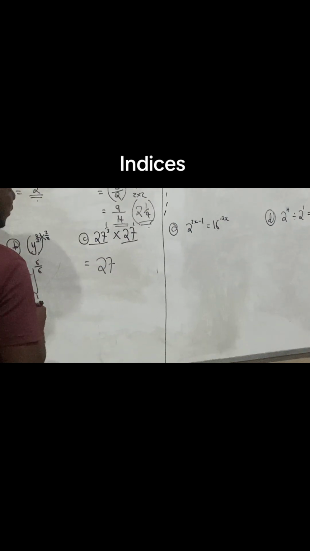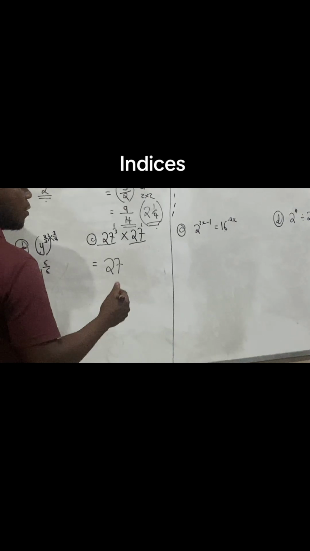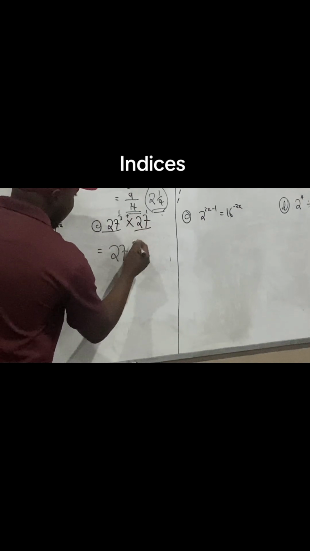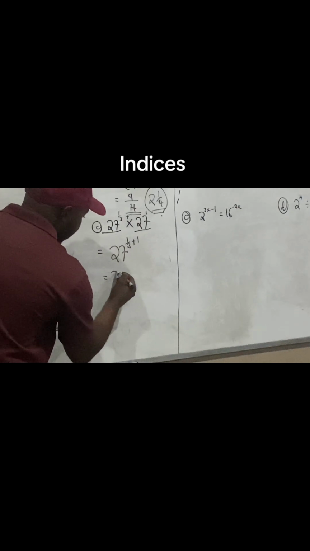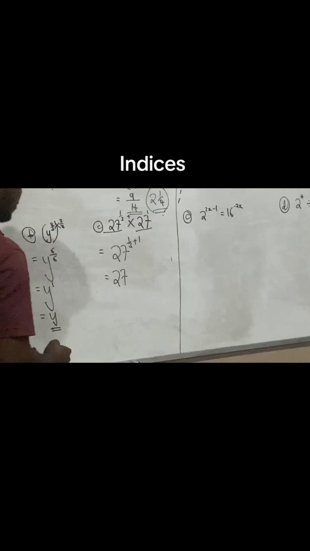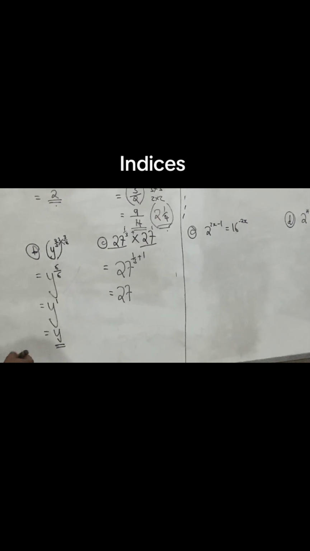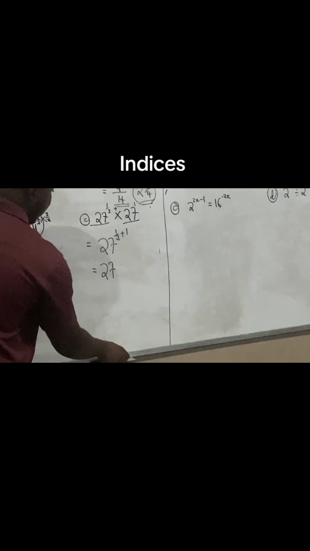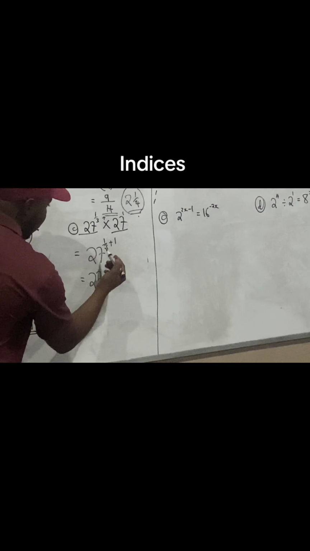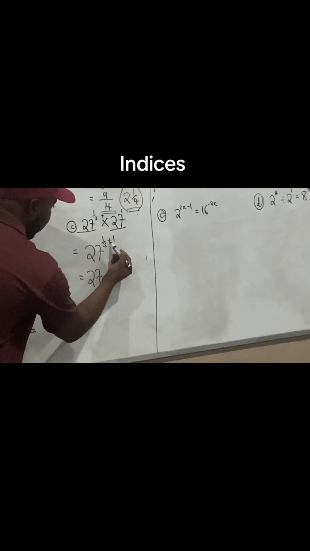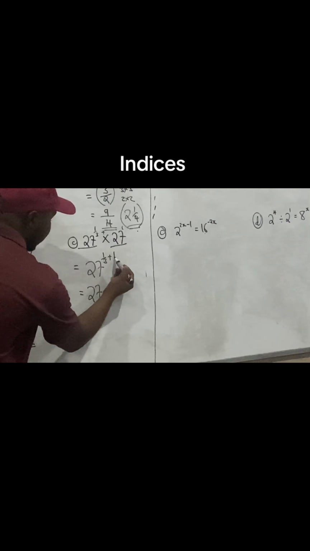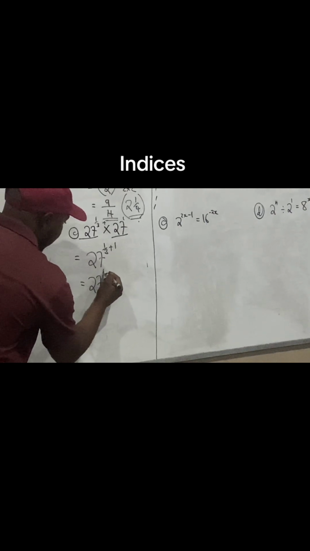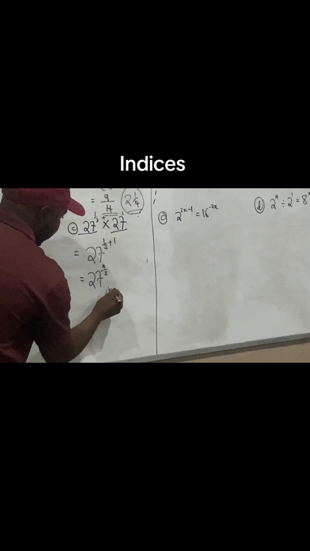Once I write 27, what will happen? The powers I'm adding, it is plus, which is 1 over 3 plus 1. Now, I haven't yet concluded my answer. So for me to be able to find the final answer, I'm going to multiply 3 times 1, then plus 1. So 3 times 1, which is 3, plus 1, which is 4 over 3.